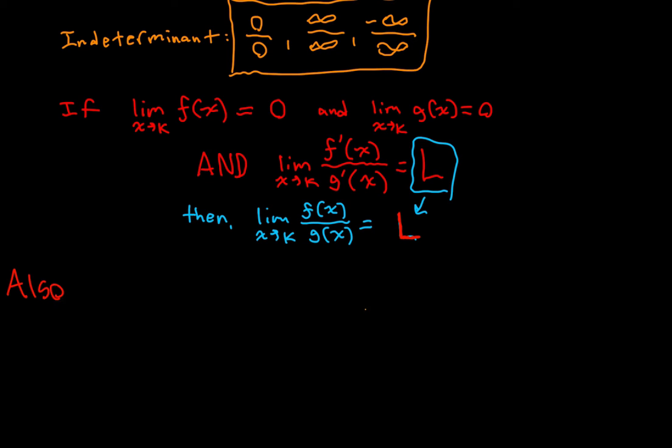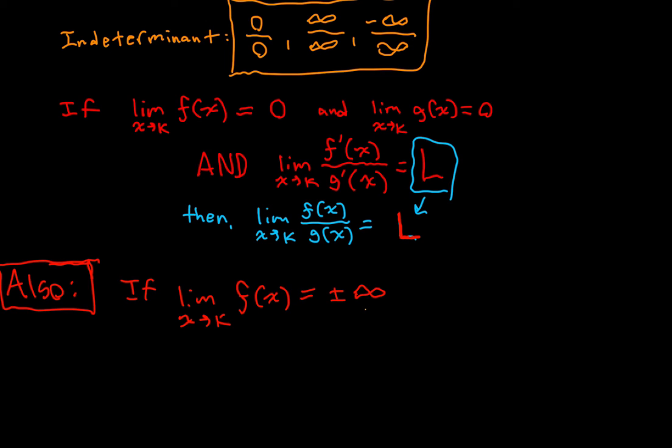Also, this is just going to be my box. It says also. You can't stop me. Also, if the limit as x goes to k of f of x is equal to plus or minus infinity, and the limit as x goes to k of g of x, where's my g? G of x is equal to plus or minus infinity, and I'm losing space. That might not be an entire infinity, but we'll see. Oh, it is. All right.